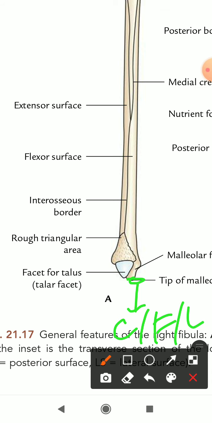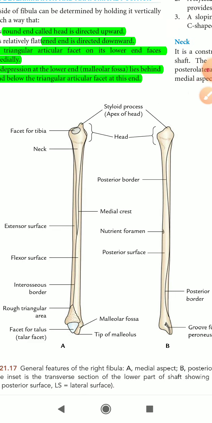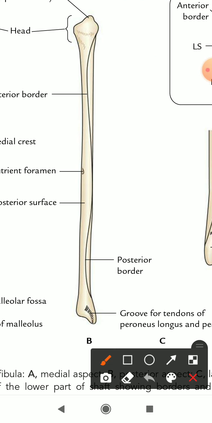And the anterior border, this is the anterior border. The anterior border provides attachment to the anterior talofibular ligament. And posterior border, there is a groove. Look at that. In the posterior border, there is a groove for the tendon of the peroneus longus, which lodges the tendon of the peroneus longus and peroneus brevis.